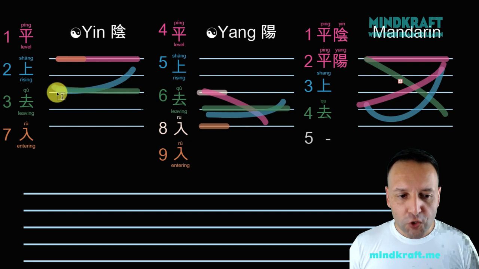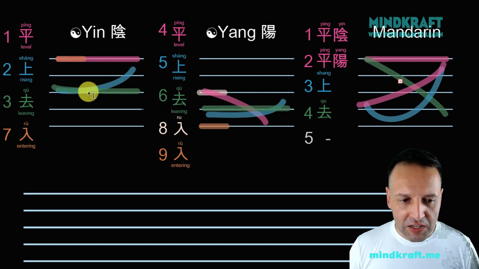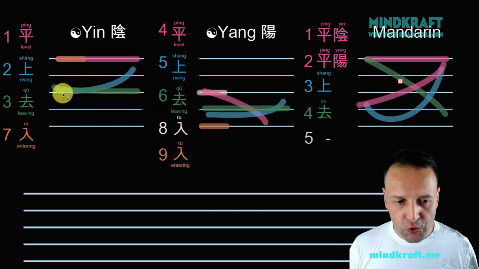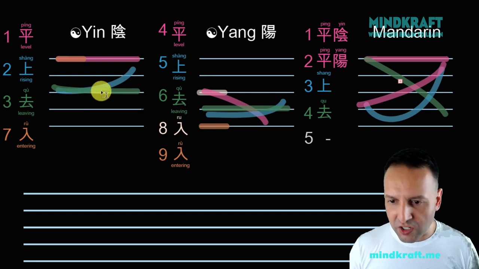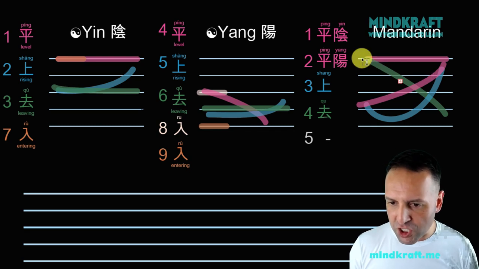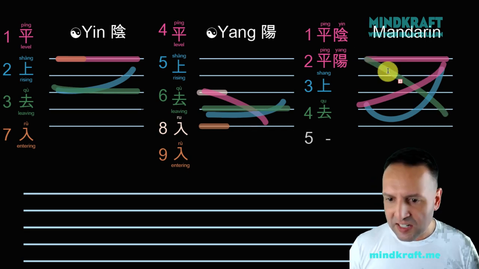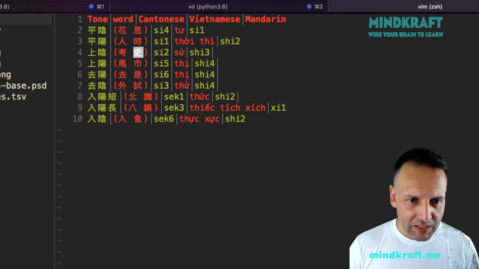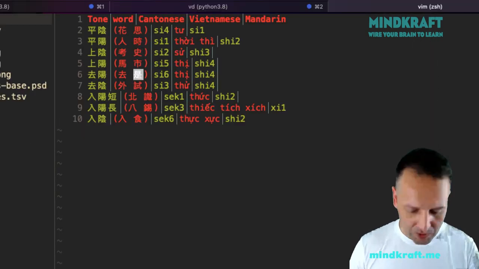And then usually any of the exiting tones, so the qu sheng in Cantonese, is going to turn to the fourth tone in Mandarin, from this high level down. So let's have a listen. Let's have a look at these exiting tones.